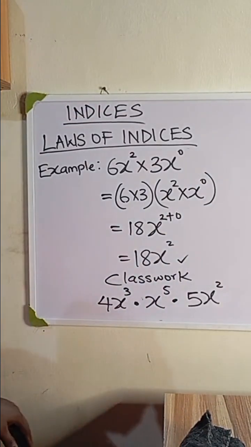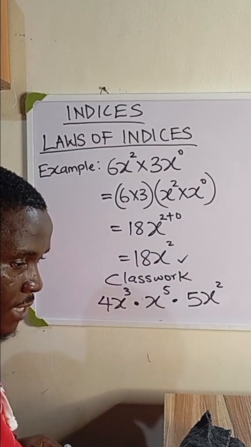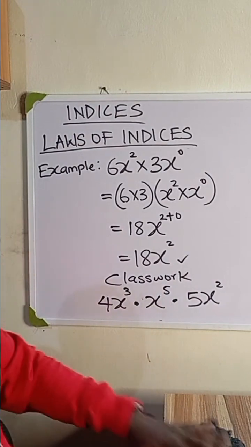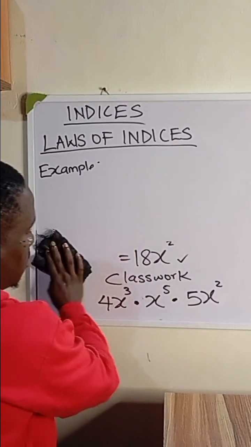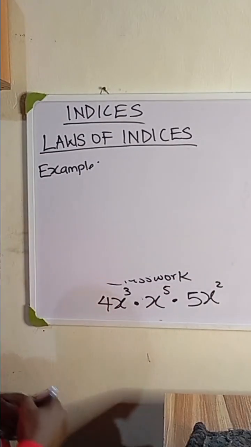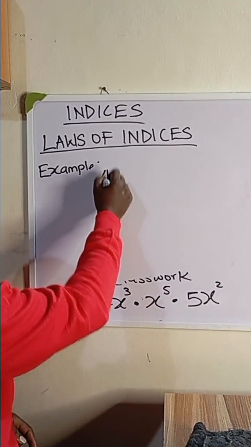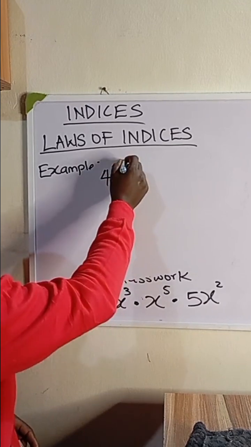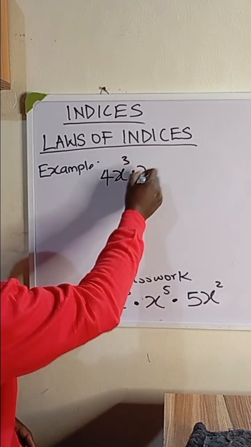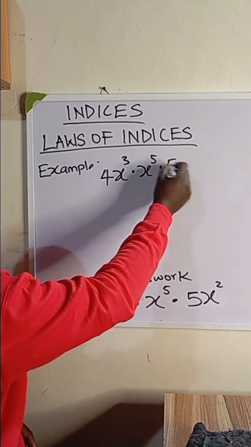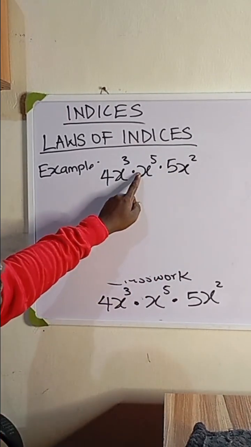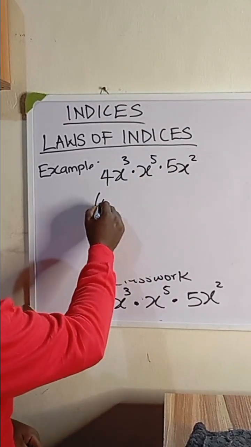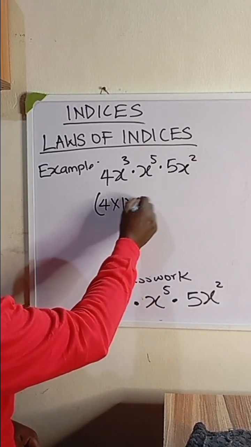Okay, so let's continue. Many persons are getting the answer as 20x to the power of 10. Let's see how that goes. We have 4x to the power of 3 multiplied by x to the power of 5 multiplied by 5x to the power of 2. Bringing the numbers together, the coefficient of x here is 1. So we have 4 times 1 times 5.